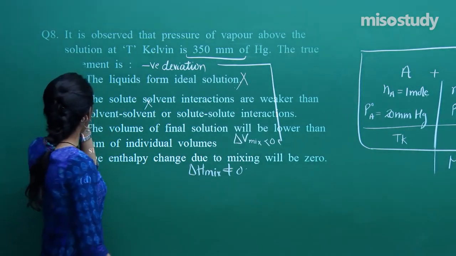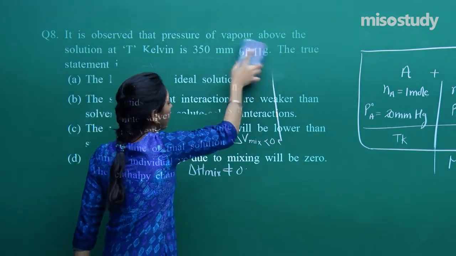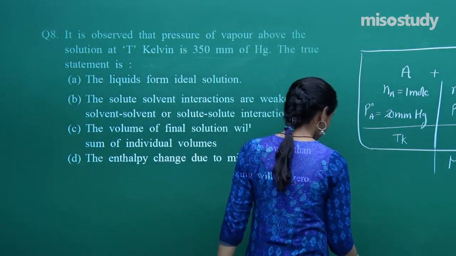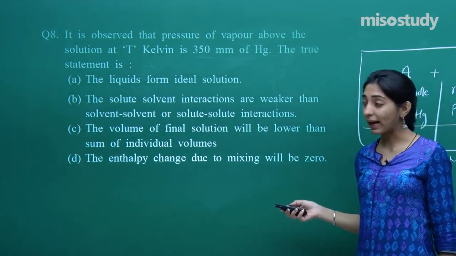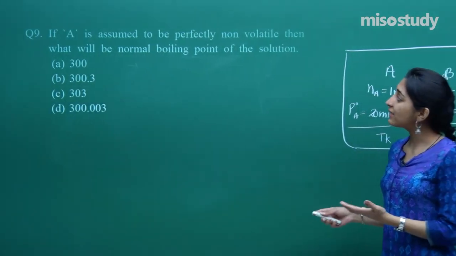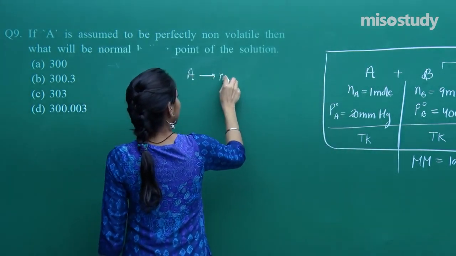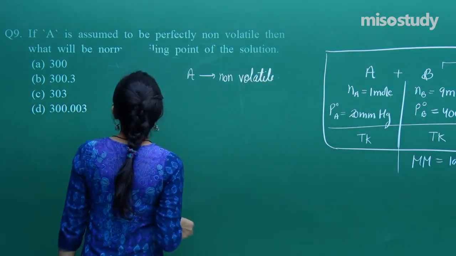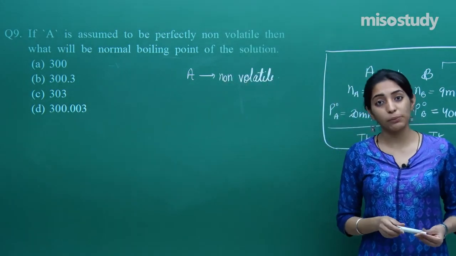Okay. So this was about our question number 8. Not a tough question, but only on the basis of a little calculation you would have got a very serious and an easy answer. Now moving on to question number 9, which says that if A is assumed to be perfectly non-volatile, then what will be the normal boiling point of the solution? So you need to calculate the boiling point of the solution.